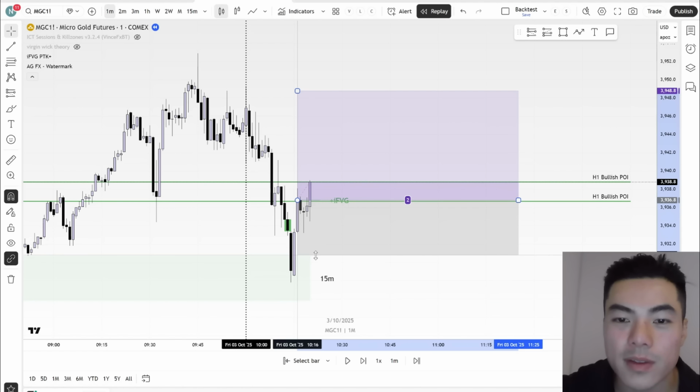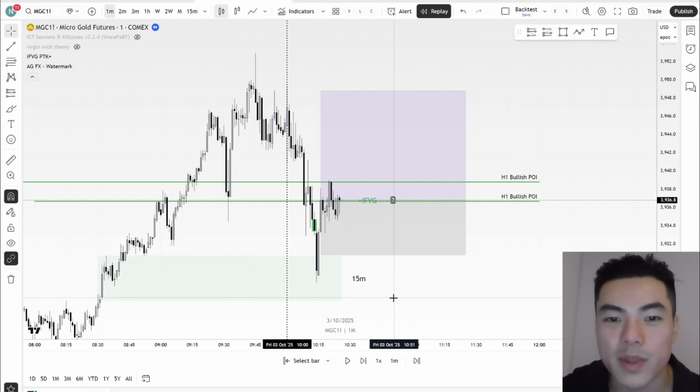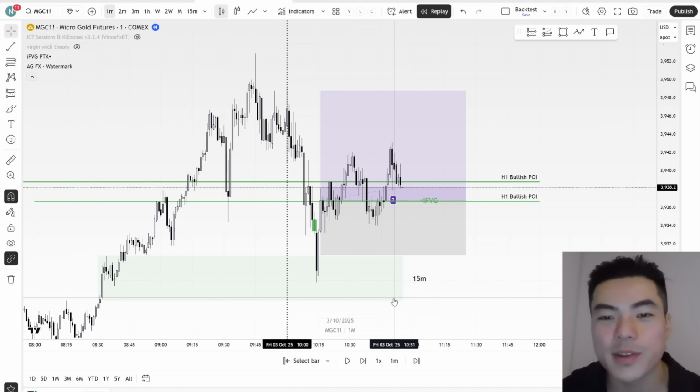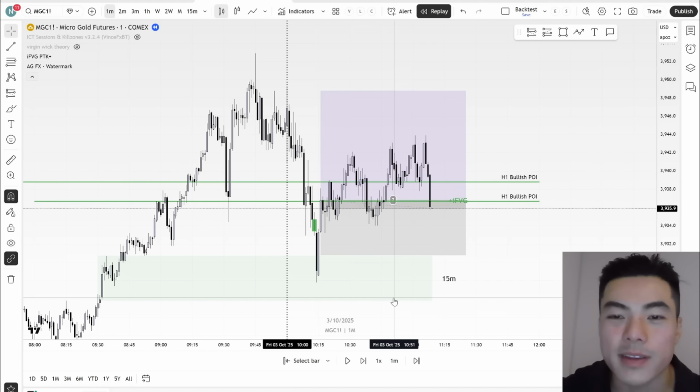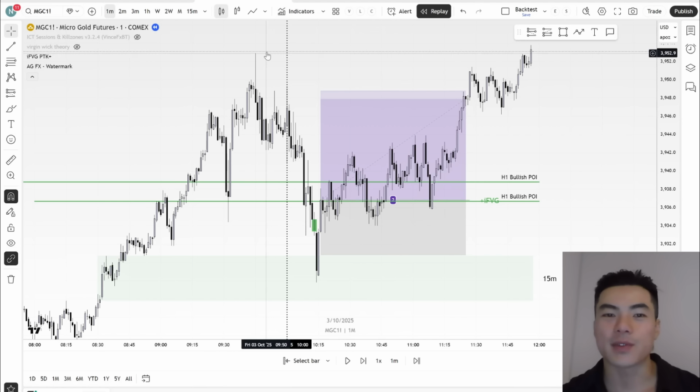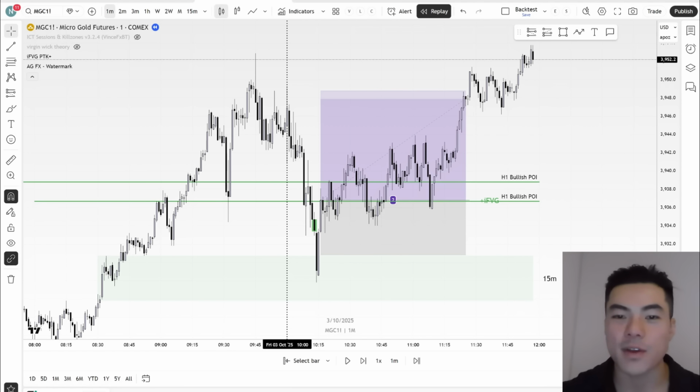And let's see it play out. Bit of drawdown, bit of chop, but it looks like it does eventually want to take it. Boom, there you go. So it was always going to take that draw, just took its time. Very nice setup.